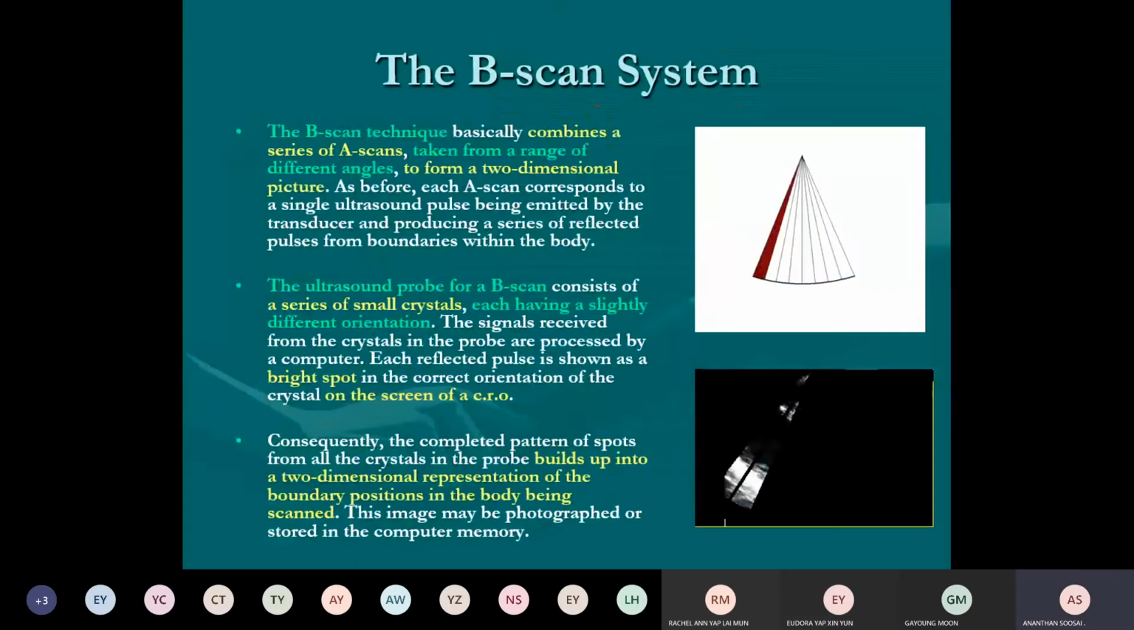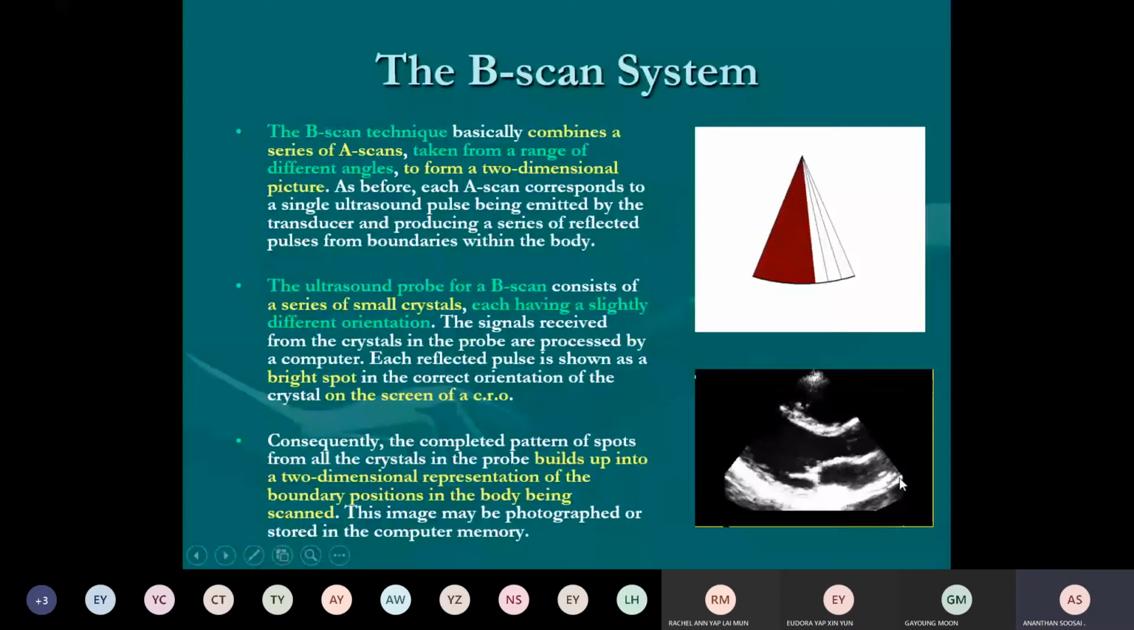Like this, you need to swipe so that the few A scans are combined to form the layout. The B scan technique combines a series of A scans taken from a range of different angles to form a two-dimensional picture. This is the best description for B scan.